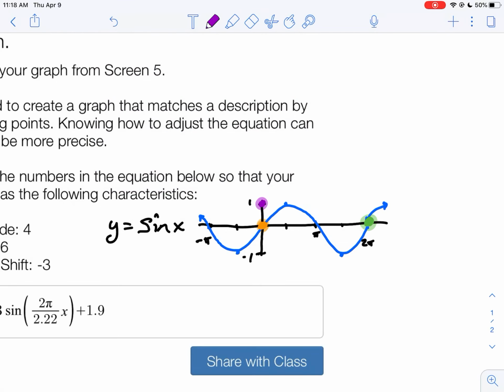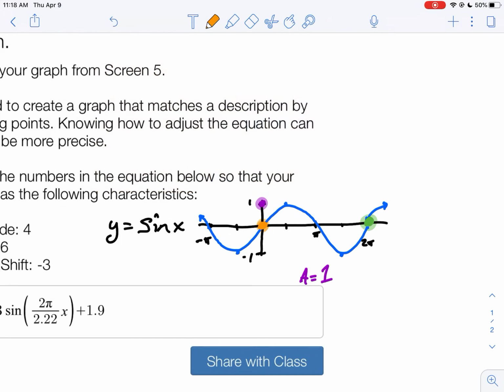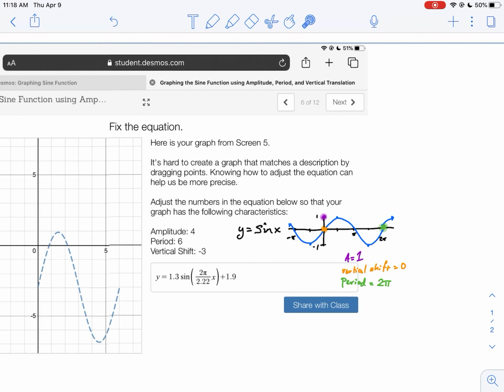If you think about this in terms of Desmos, the purple dot determines A, the amplitude, which in this case was 1. The orange dot is the vertical shift. In this case was 0. And the green dot is the period, which is, in this case, 2 pi. And so this equation, y equals sine x, kind of builds in these initial values.